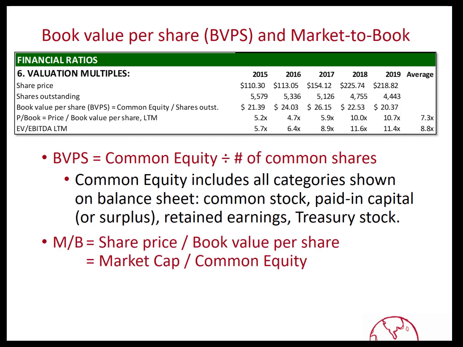All you do is you take the share price divided by the book value per one share, or if you multiply the top and the bottom by number of shares outstanding, you could take the market capitalization and divide it by common equity. Notice that the price to book for Apple has gone from 5.2 times up to 10.7 times, showing that it has been increasing steadily.